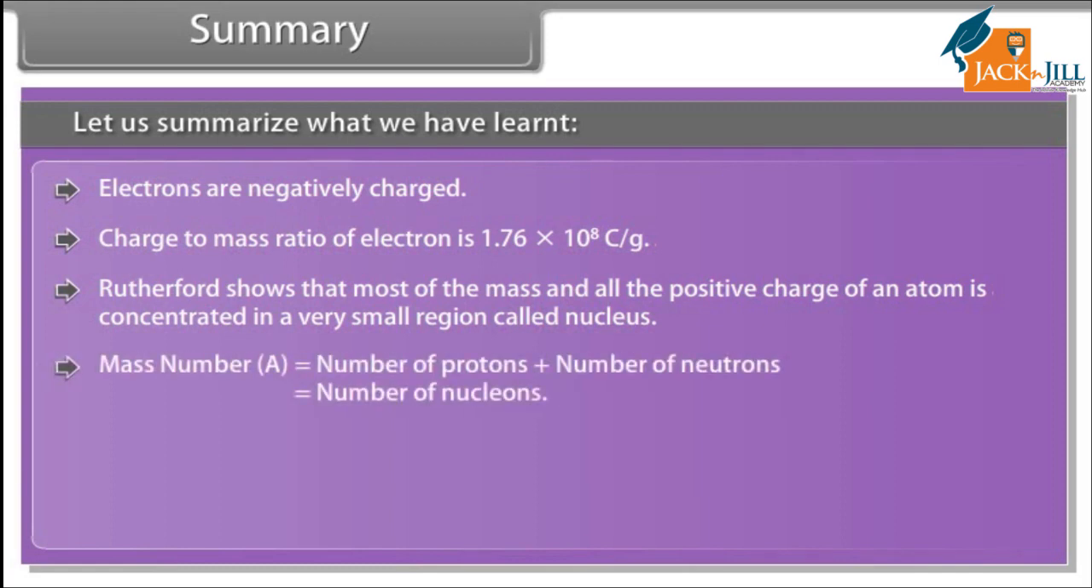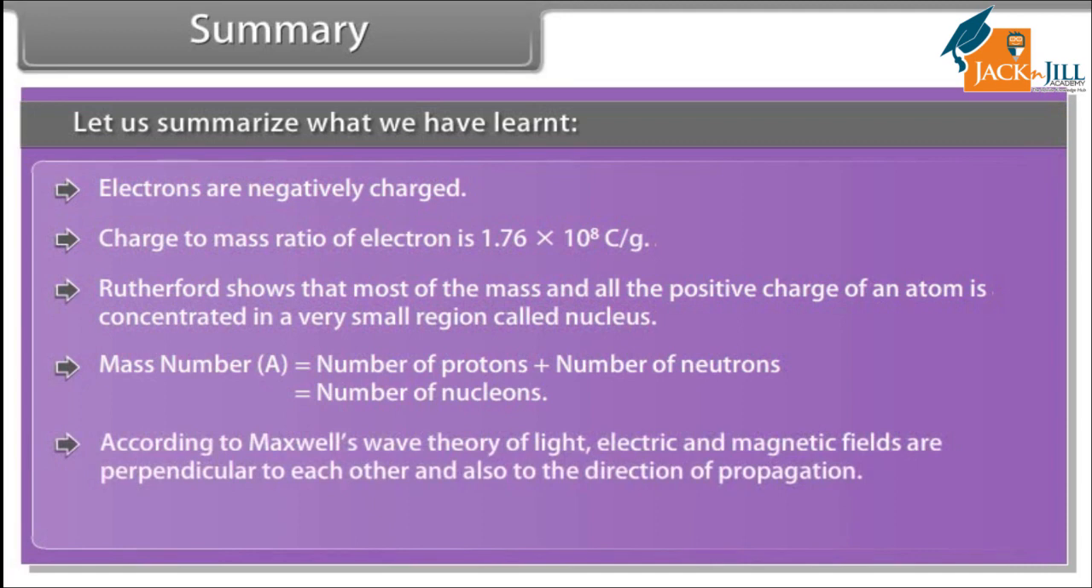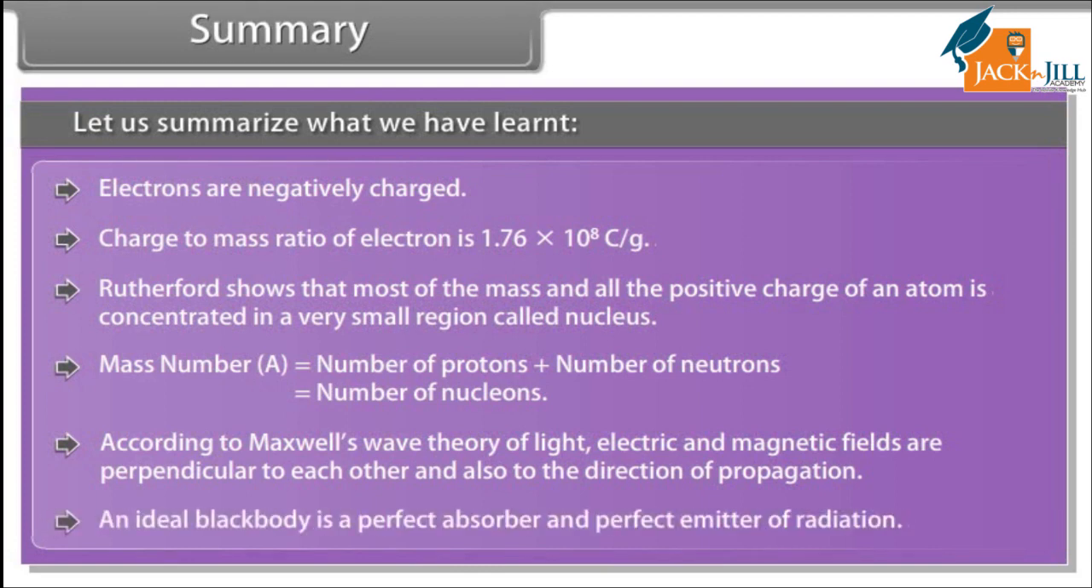Mass number A is equal to the number of protons plus the number of neutrons, which is equal to the number of nucleons. According to Maxwell's wave theory of light, electric and magnetic fields are perpendicular to each other and also to the direction of propagation. An ideal black body is a perfect absorber and perfect emitter of radiation.